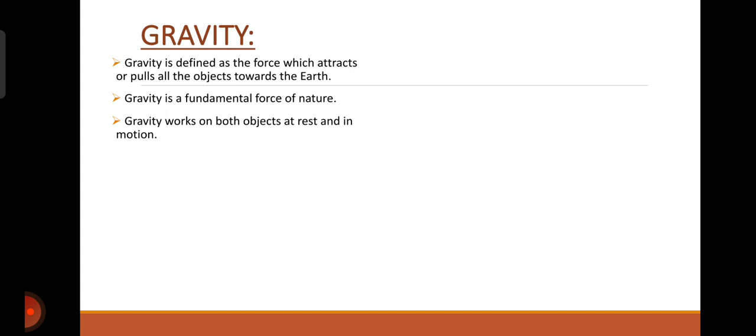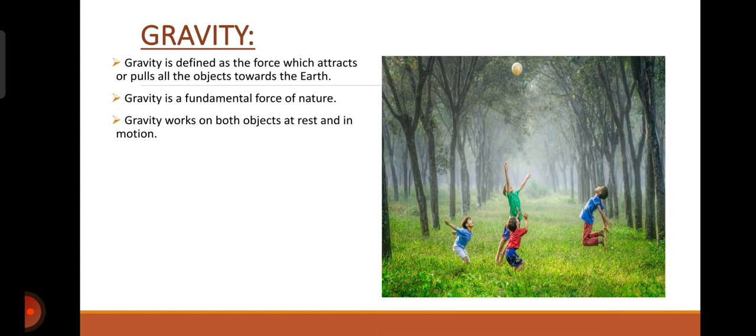Gravity works on both the objects which are at rest, that means they are not moving, they are in a still position, and the objects which are in motion, or the moving objects.